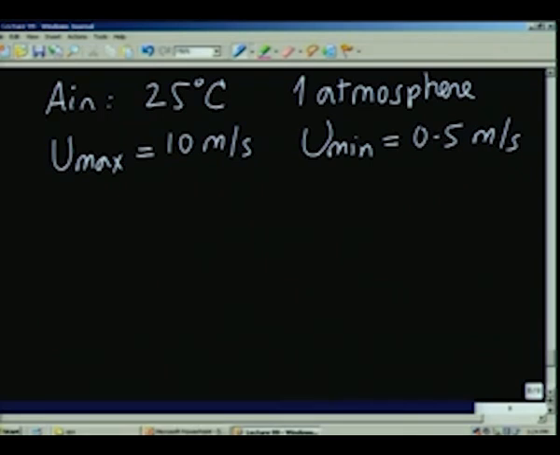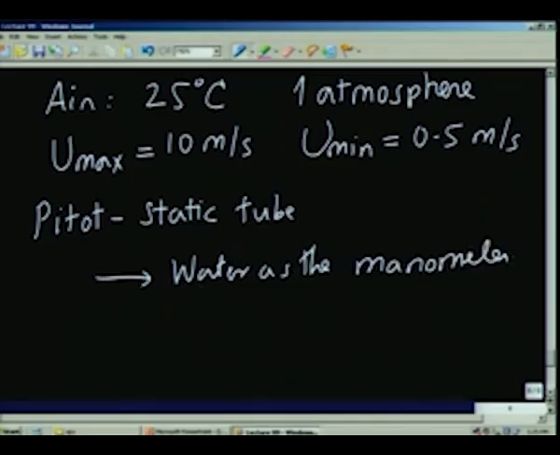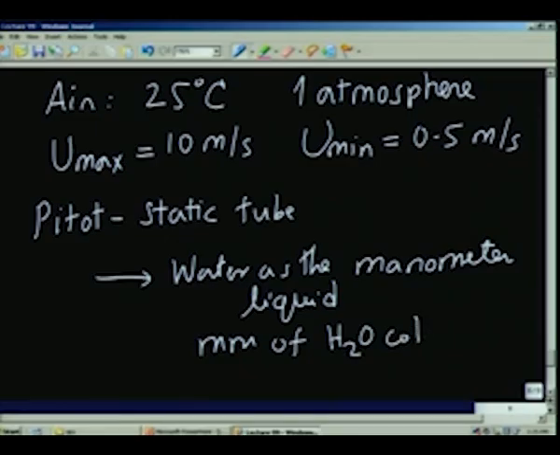In fact, I can find out what is the dynamic head. If you remember, if you have a pitot-static tube, I may be using water as the manometer liquid, and therefore, it will be convenient to represent the reading of the pitot-static tube in terms of millimeters of water or millimeters of water column, that is delta p in millimeters of water column.